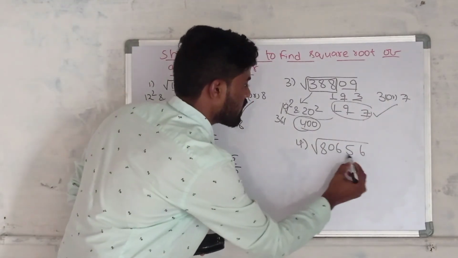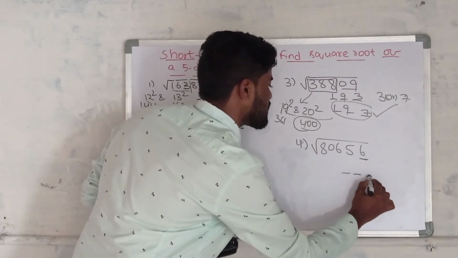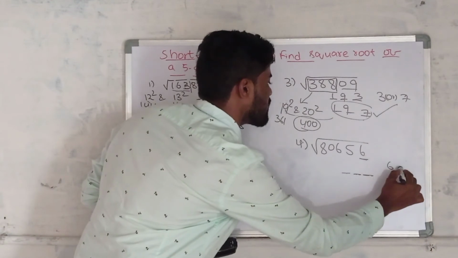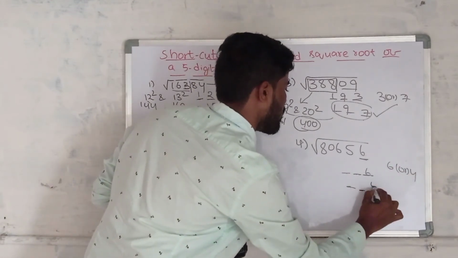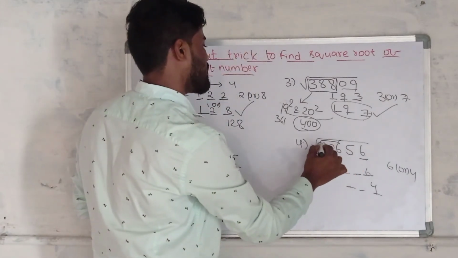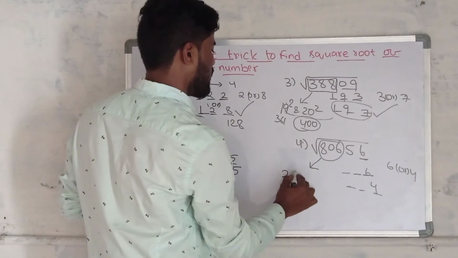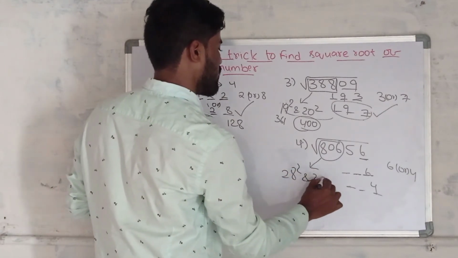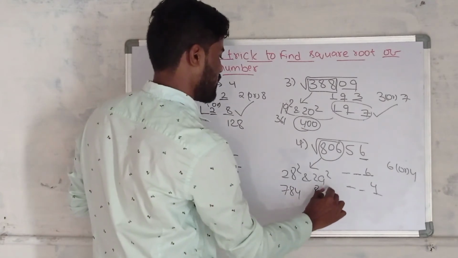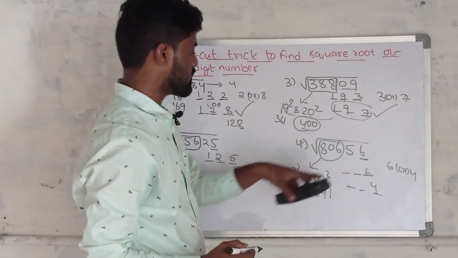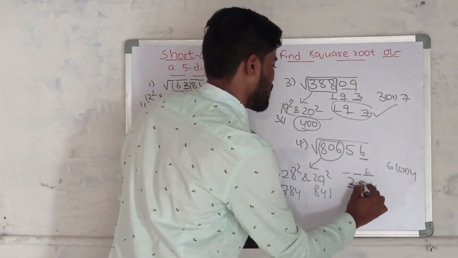Now we will solve this. Here the last digit is 6. That means the square root of this number ends with 6 or 4. If we observe the first 3 digits, it is between 28 square and 29 square, that is 784 and 841. 806 is close to 784. That means our answer is the smaller number, 284.